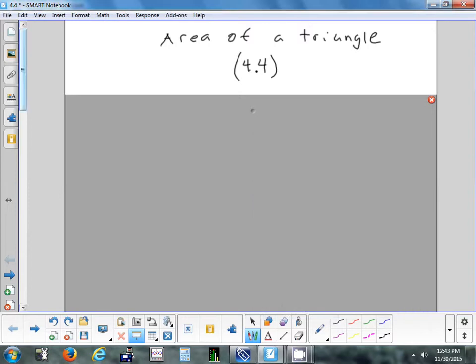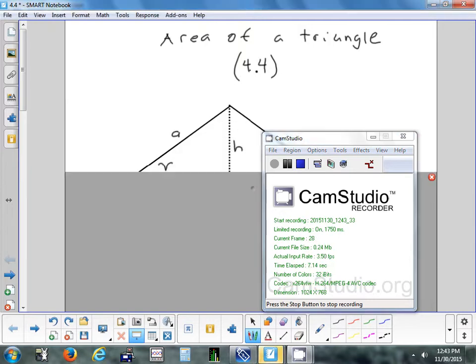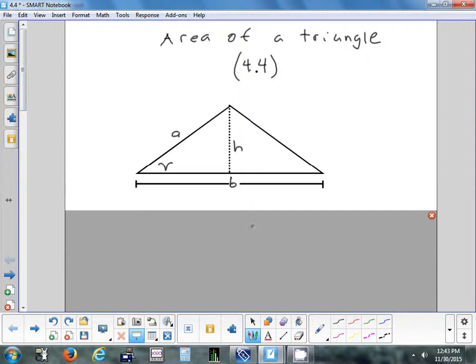All right, so this week we're going to start off by looking at section 4.4, which is on area of a triangle. We'll come back to this diagram in a little bit, but we're going to use it to solve our first problem.